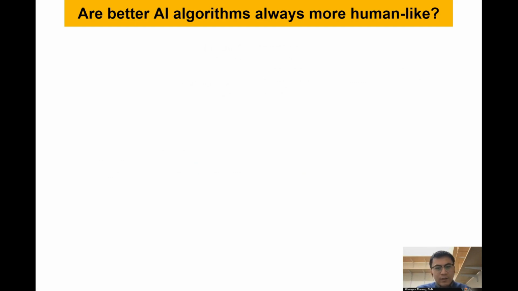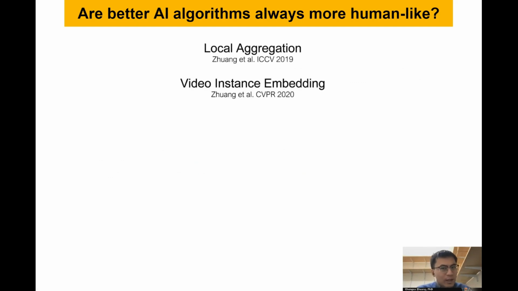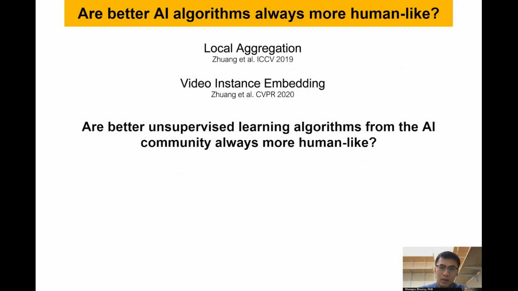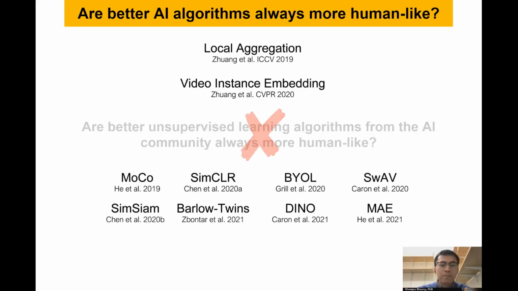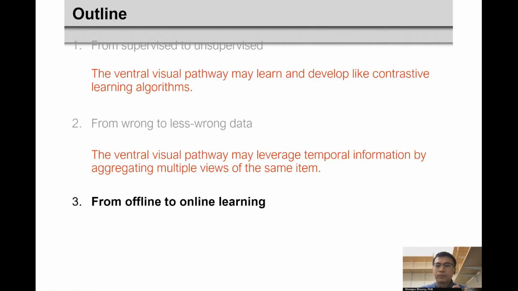So in these two projects, I talked about developing better AI algorithms. They also lead to better models for the ventral visual stream. Does this mean that better unsupervised learning algorithms from the AI community are always more human-like? There are, in fact, many new unsupervised learning algorithms. I'm just listing some of them here. However, in the next project, I will show you that this is not the case.